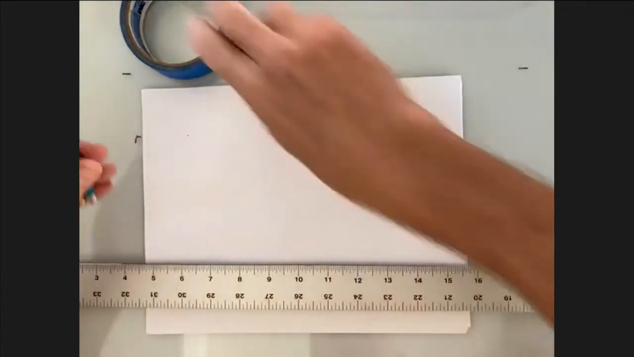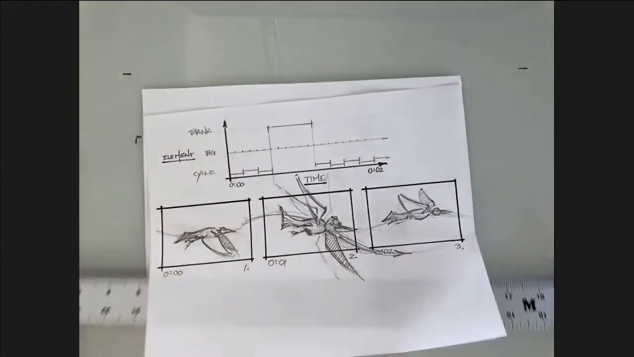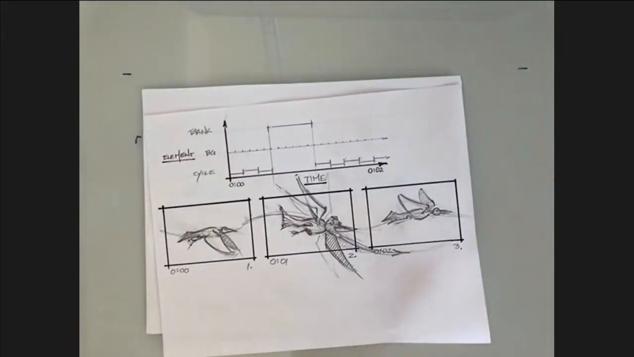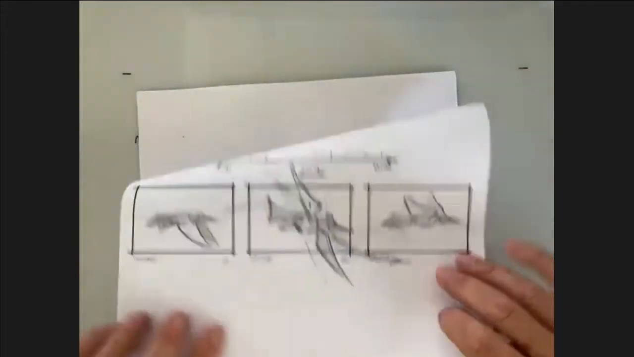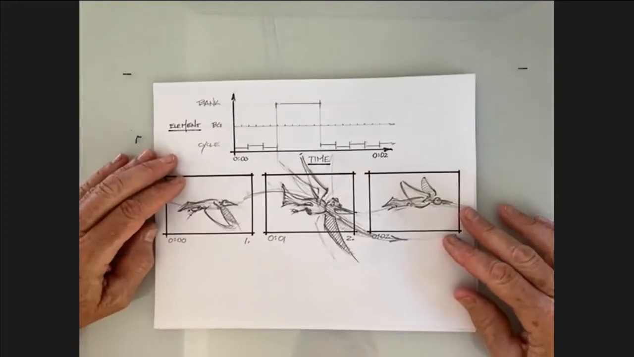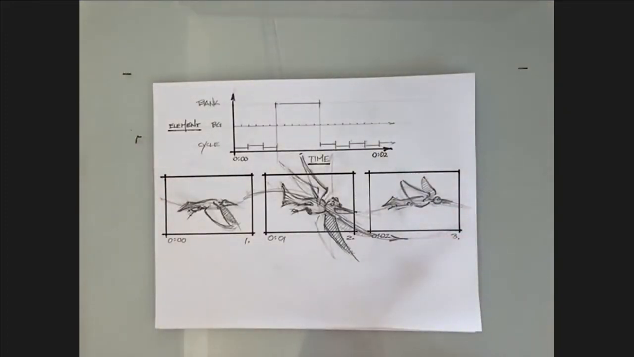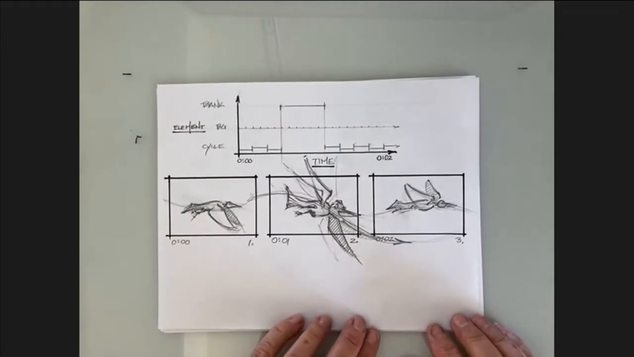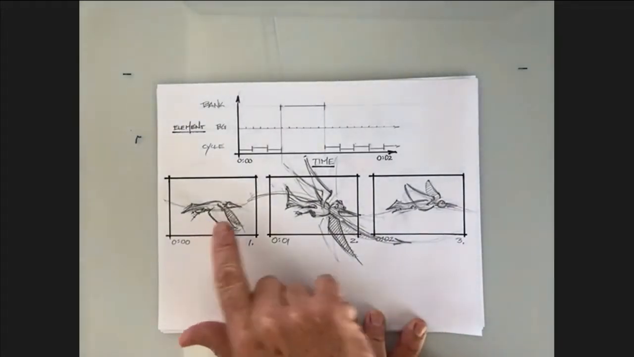So, with a cycle, we're going to start with a storyboard. We need to know what our story is going to be. As you probably remember from last week, a storyboard can be broken into frames here. Okay? So, let me show you this.